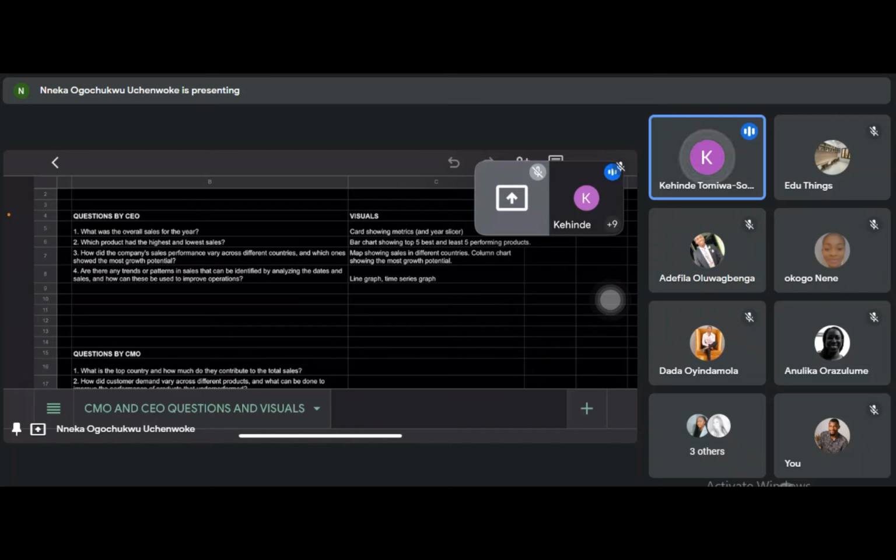And then for the CMO, we had this discussion back and forth. Can you help me scroll up a bit? Yeah, that's fine. So we had this discussion back and forth.